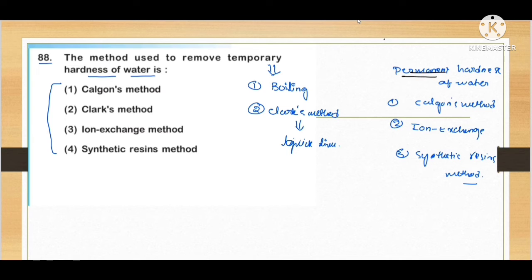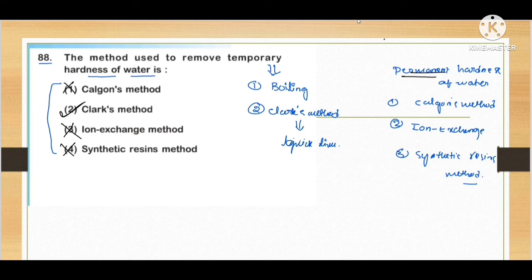We know that Calgon's method is used to remove the permanent hardness of water. So option 1 is eliminated. Ion exchange method is also used to remove the permanent hardness of water. Option 3 is eliminated. Option 4 is also eliminated. Why? Because synthetic resin method is used to remove the permanent hardness of water. The remaining option you have is option 2.